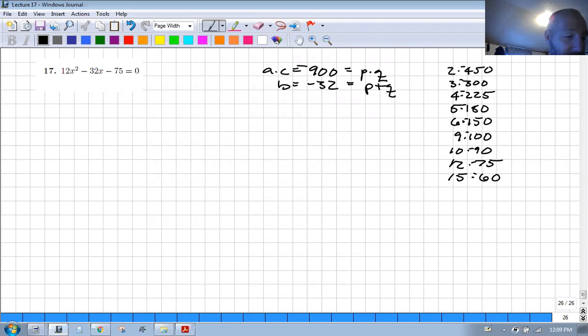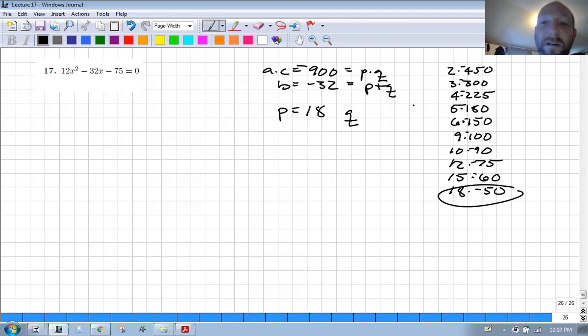not divisible by 16, not divisible by 17, divisible by 18. 18 times a negative 50. Does that work? I think that's it. Boom. Let P be 18 and Q be negative 50. They multiply to give us negative 900. And they add to give us a negative 32.